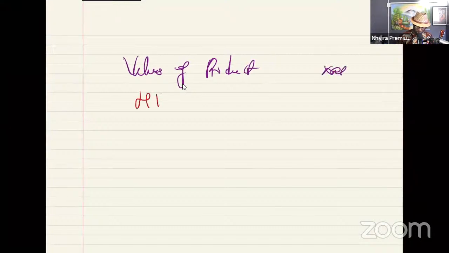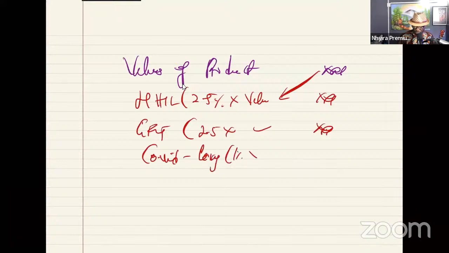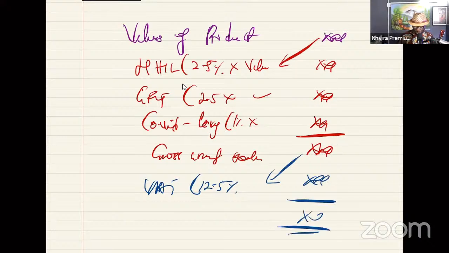You bring in your national health insurance levy. That's 2.5%. Now that's multiplied by the value of the product. So times that figure there. You bring in the GETFund, also 2.5% of the same figure. Then now we have the COVID-19 recovery levy, which is 1% of the same value. Then you get a gross amount exclusive of VAT. Then you bring in the VAT amount, which is going to be 12.5% of that gross amount. And that gives you the VAT invoice or the amount inclusive of VAT.